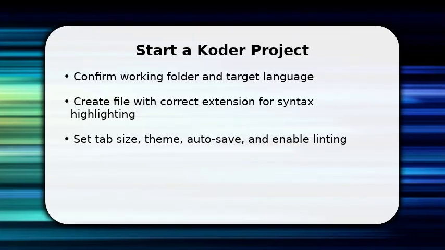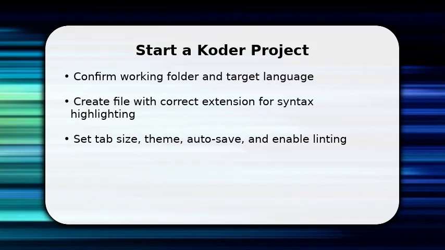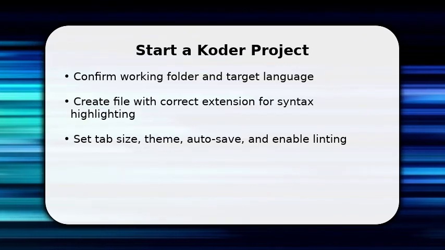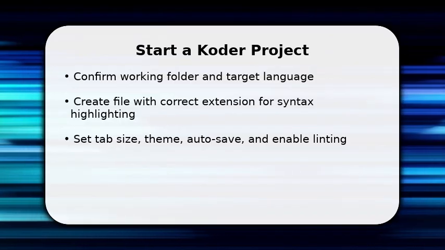You're going to open Coder and start a project now. First, confirm you have a working folder and a target language set. This saves time later. Open the Files panel, create a new file, and name it with the correct extension so syntax highlighting activates. Once done, set your editor preferences, tab size, theme, and autosave. Make sure to enable linting or import a config file so errors surface as you type. This prevents costly debugging later.